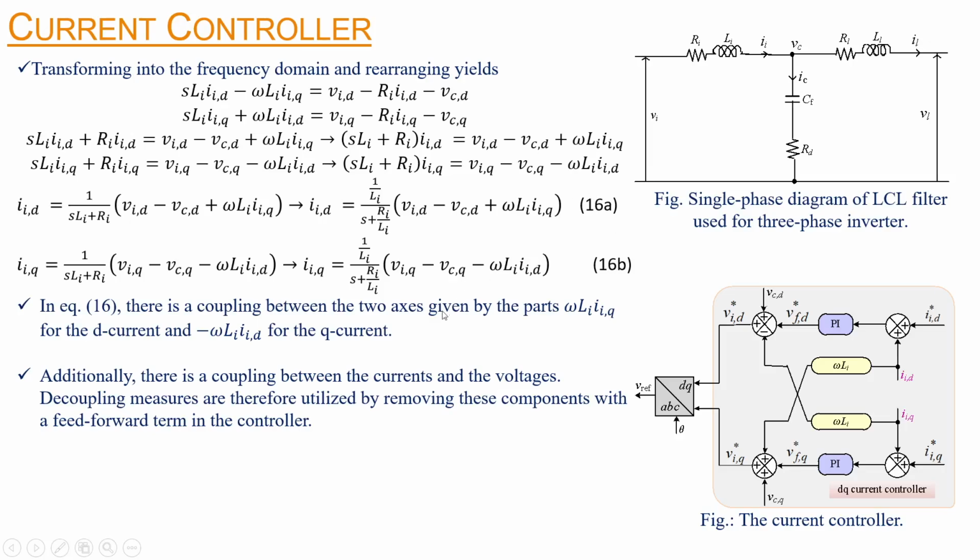known as 16. In equation 16, again there is coupling between the two axes by the parts given as omega Li IiQ for the D current and minus omega Li IiD for the Q current. Additionally, there is a coupling term between the currents and the voltages. The coupling terms are therefore handled by removing these components with a feed forward term in the controller.